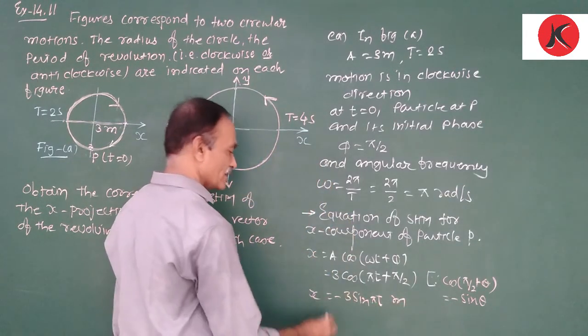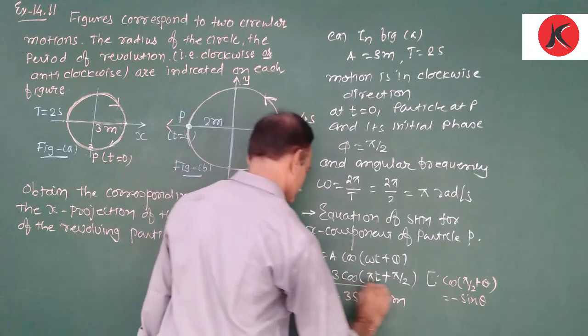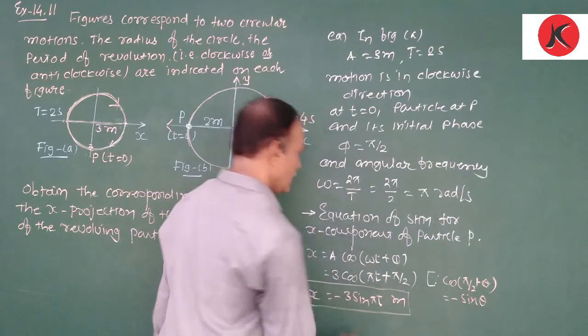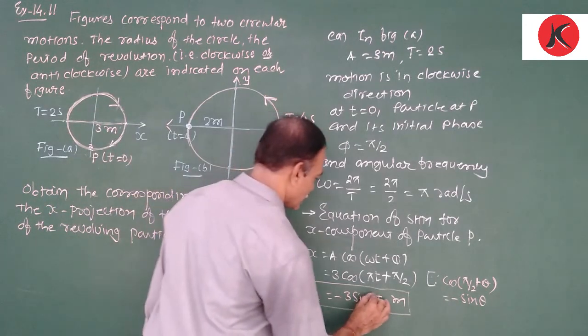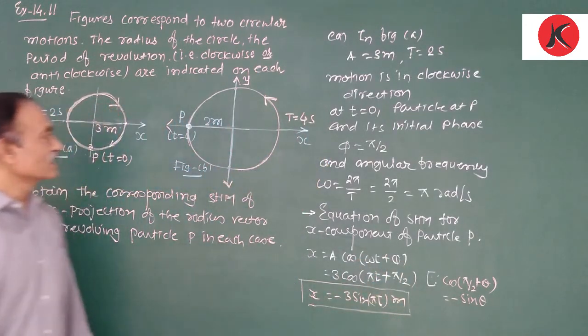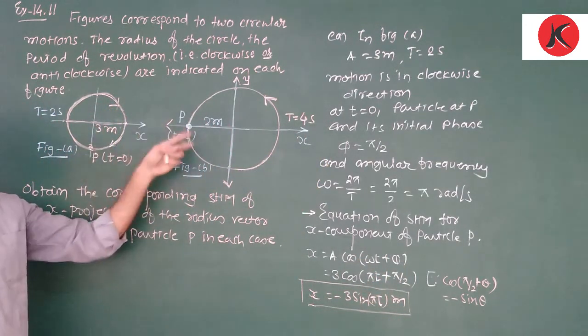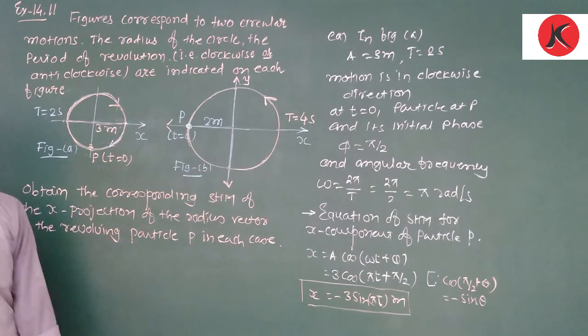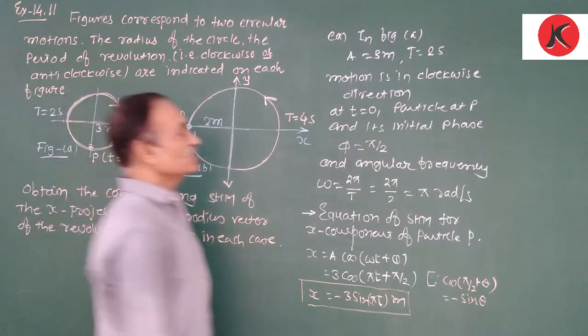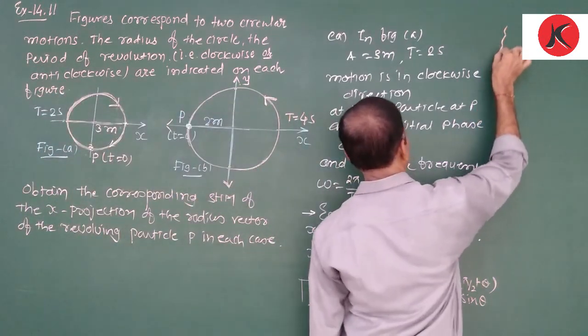So there is a question of the x component of simple harmonic motion. X is equal to minus 3 sin pi t, in meter or centimeter. That depends on in which unit A is given, either meter or centimeter. Here it is given in centimeter, therefore centimeter. Now the next part, for figure B.